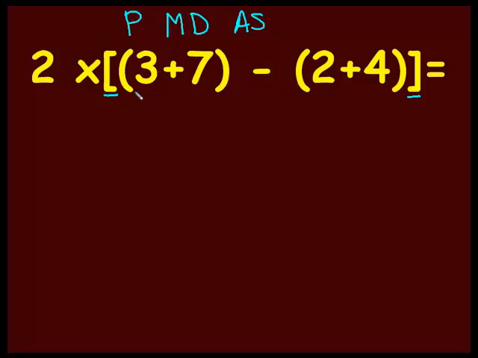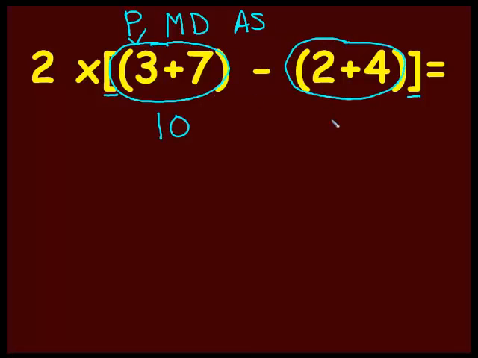I then see some parentheses, so I'm going to get my parentheses stuff done. I see 3 plus 7, which is 10, and then I see 2 plus 4, which is 6. And then still remaining in the problem is a subtraction sign. I still have to continue on within the brackets. So I have 10 minus 6 equals 4.